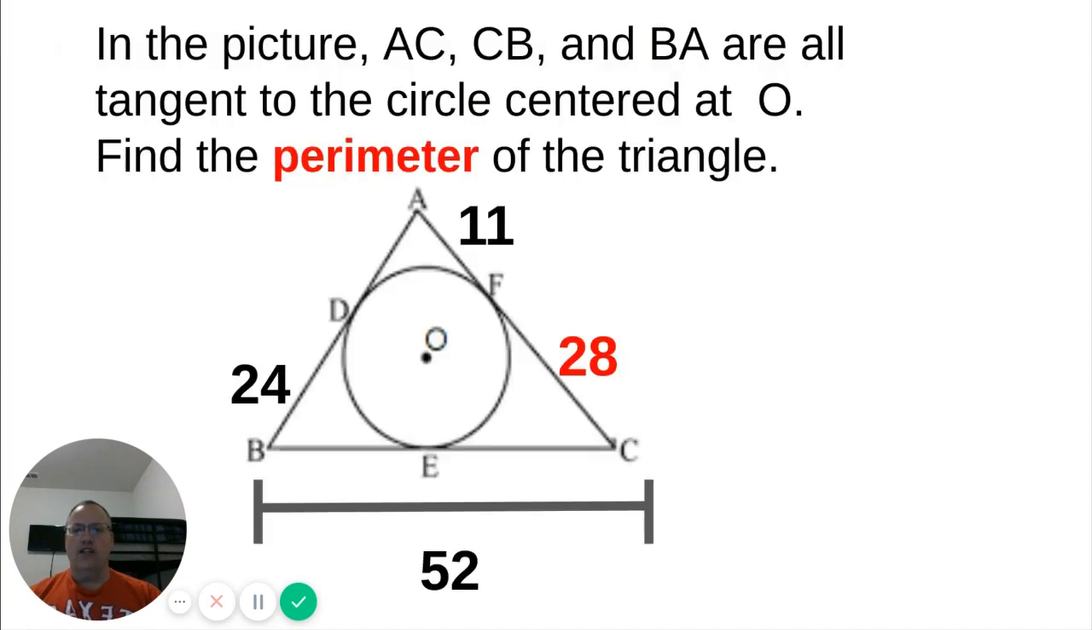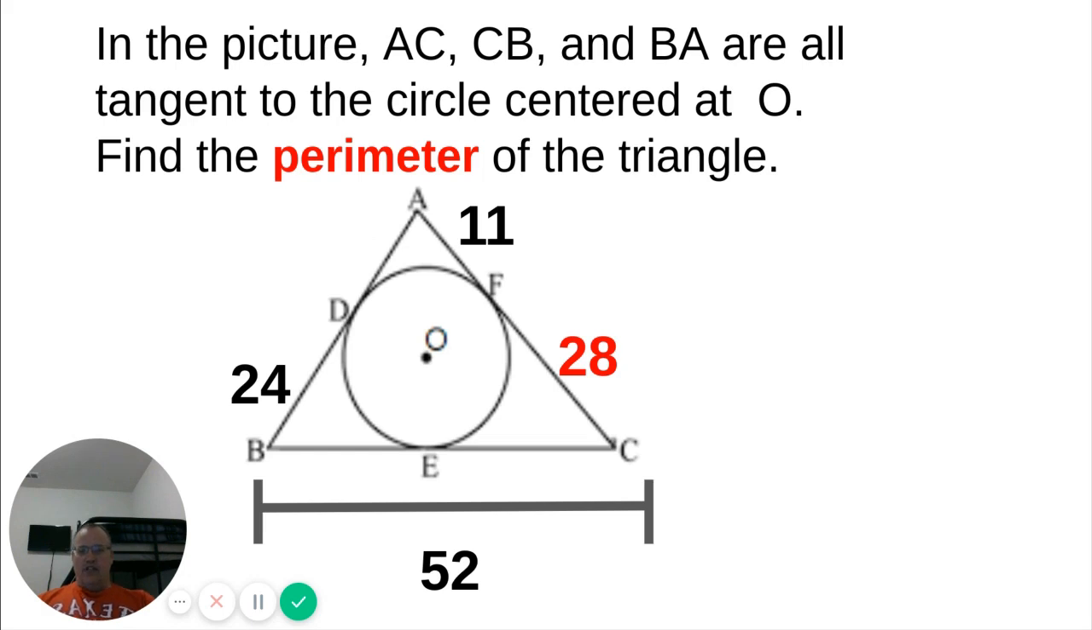So as we take a look at this particular example, in the picture, you know that segments AC, CB, and BA are all tangent to the circle that's centered at O, and they want you to find the perimeter of this triangle. It looks like they left off a bunch of information, but they really haven't. You just have to remember that from any point where you draw tangent segments to the same circle, those segments are going to be equal to each other.